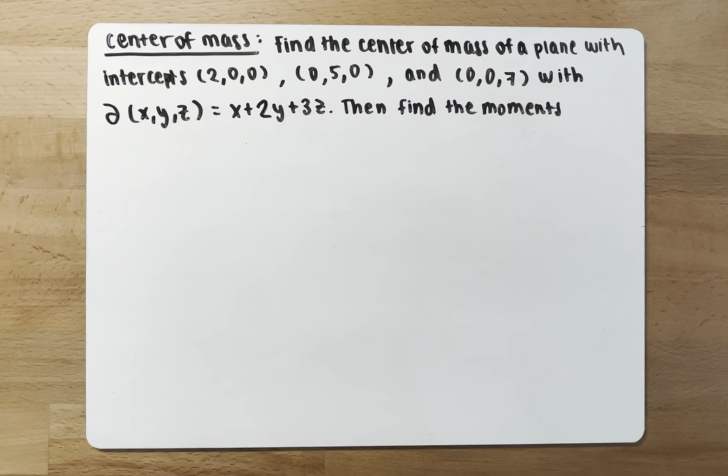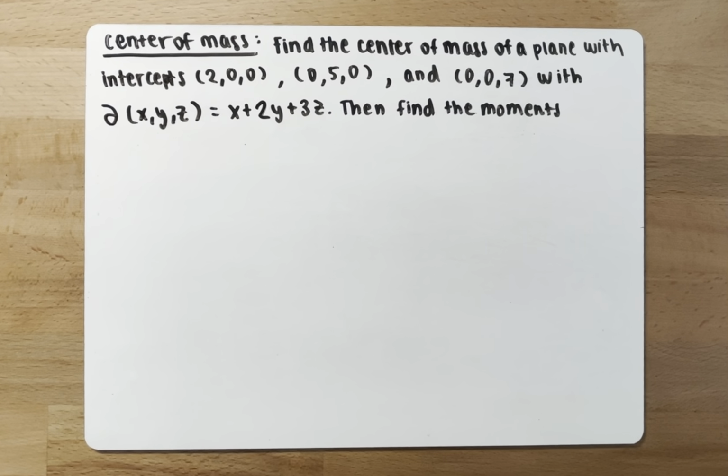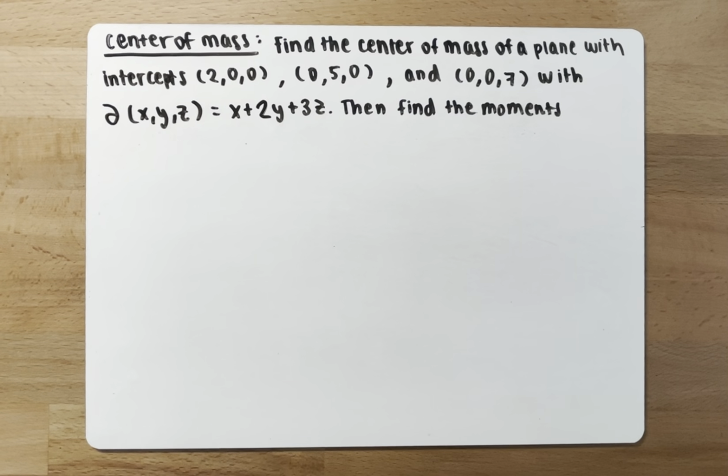In this video, you are going to find the center of mass of a plane with intercepts (2, 0, 0), (0, 5, 0), and (0, 0, 7) with the density x + 2y + 3z. Then you are going to find the moments.